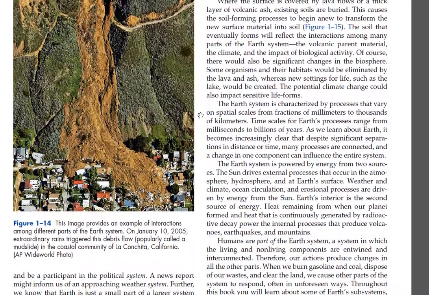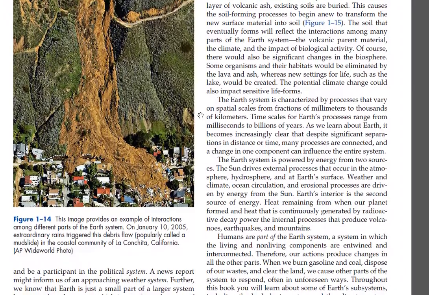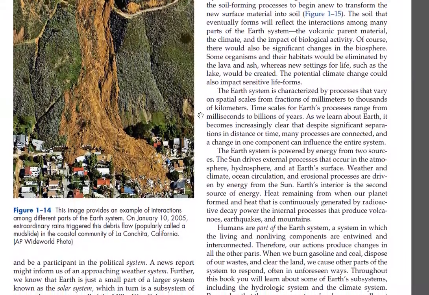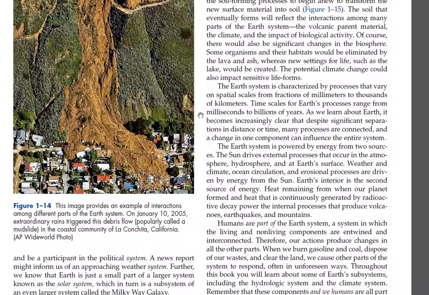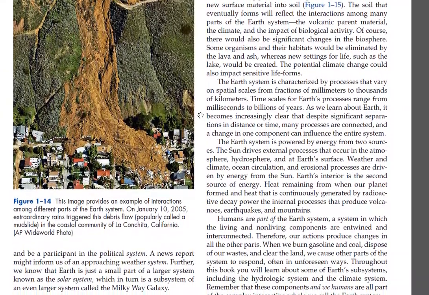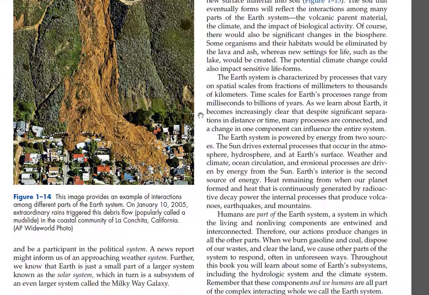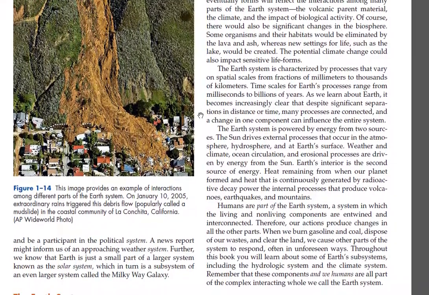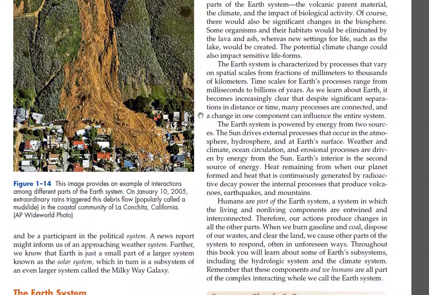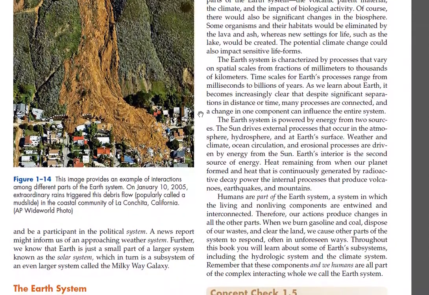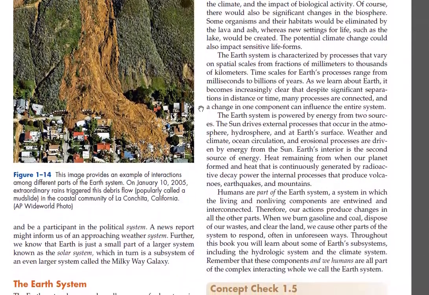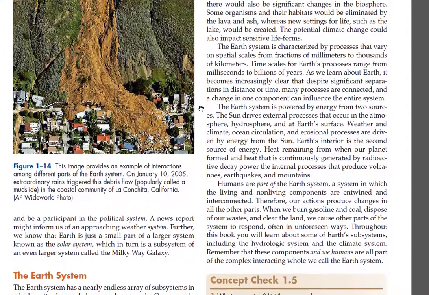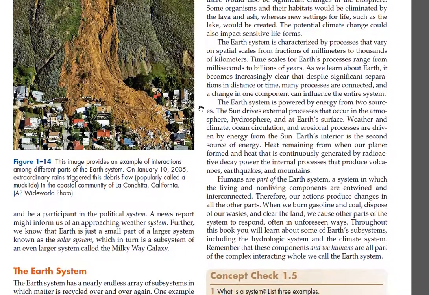The Earth system is characterized by processes that vary on spatial scales from fractions of millimeters to thousands of kilometers. Time scales for Earth's processes range from milliseconds to billions of years. As we learn about Earth, it becomes increasingly clear that despite significant separations in distance or time, many processes are connected, and a change in one component can influence the entire system.